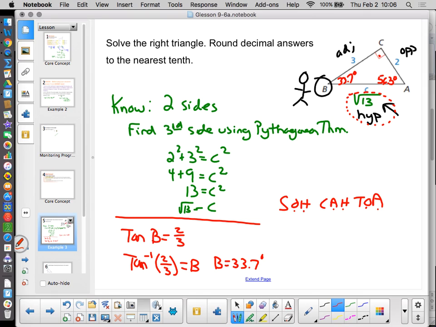I don't need to use trig again. I can just use triangle sum. Is that a little bit risky? Yeah, because 33.7 is a calculated value, not a given one. But that's generally the way we do it. If we find one angle, we find them both. It's kind of an all or nothing deal. And we've solved that triangle. I know all the sides and all the angles.